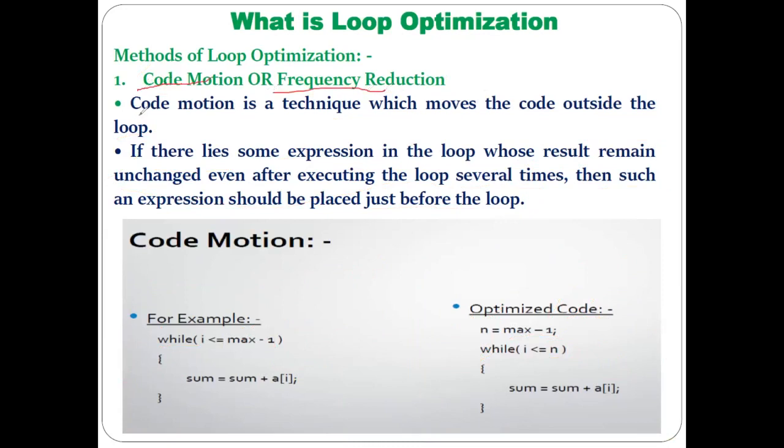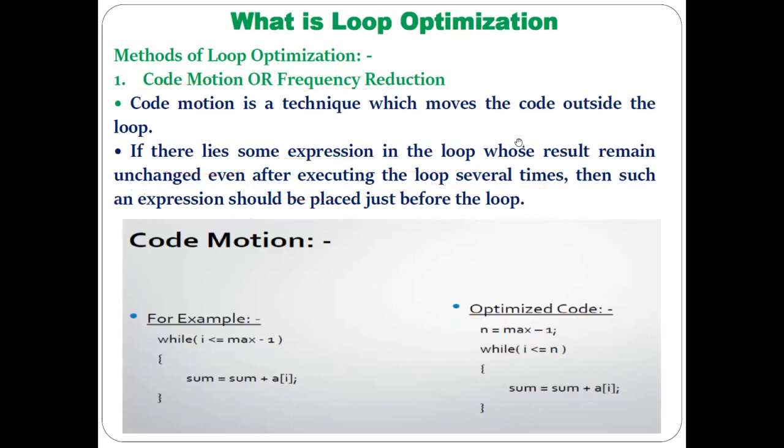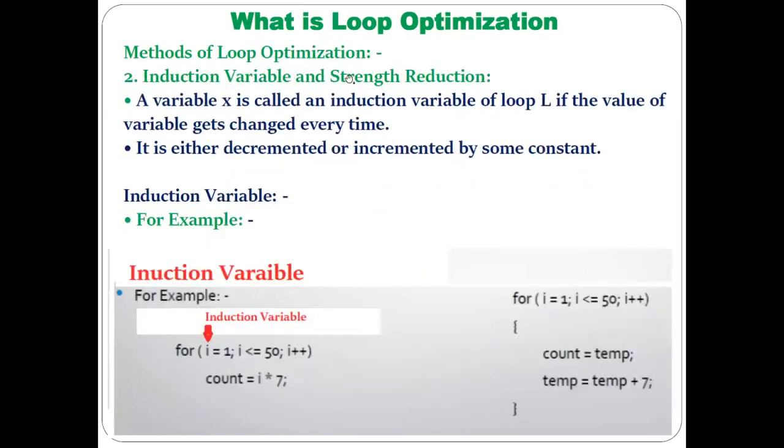Code motion is a technique which moves the code outside the loop. If there lies some expression in the loop whose result remains unchanged, like max minus 1, even after executing several times, then such an expression should be placed just before the loop, like this. I hope all of you understood the first technique of loop optimization, that is code motion or frequency reduction. Okay. Now let's see the next technique, that is the induction variable and the strength reduction.